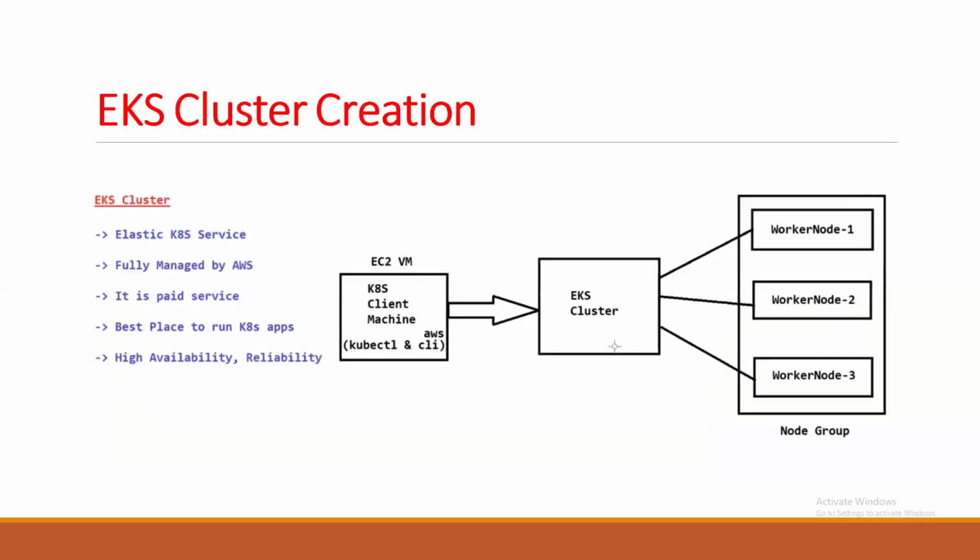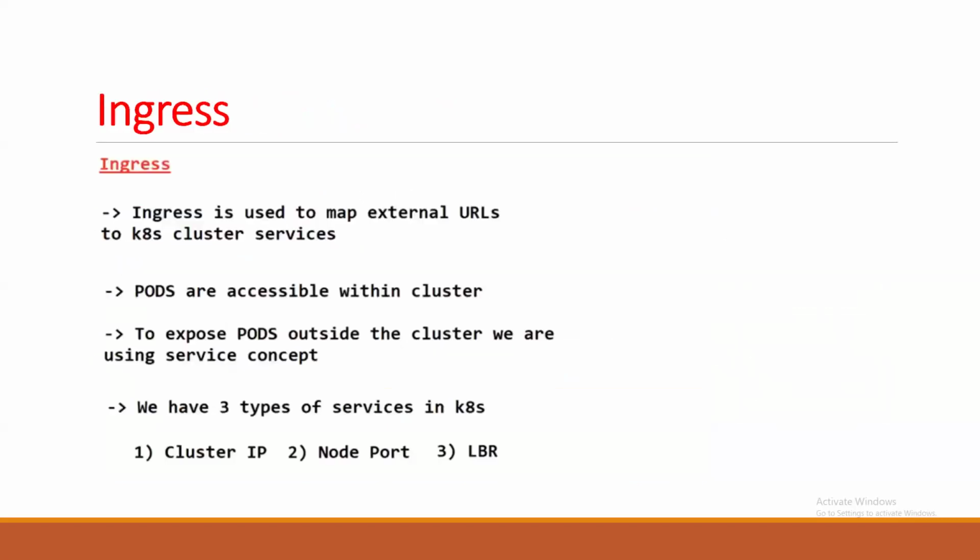Yeah, we'll show you ingress also, guys. So that's the cluster creation, the EKS cluster. Ingress is used to map the external URLs to the Kubernetes cluster service. Pods are accessible within the cluster. To expose the pods outside the cluster, we use the service concept: ClusterIP, NodePort, and LBR. We know everything, right, guys?